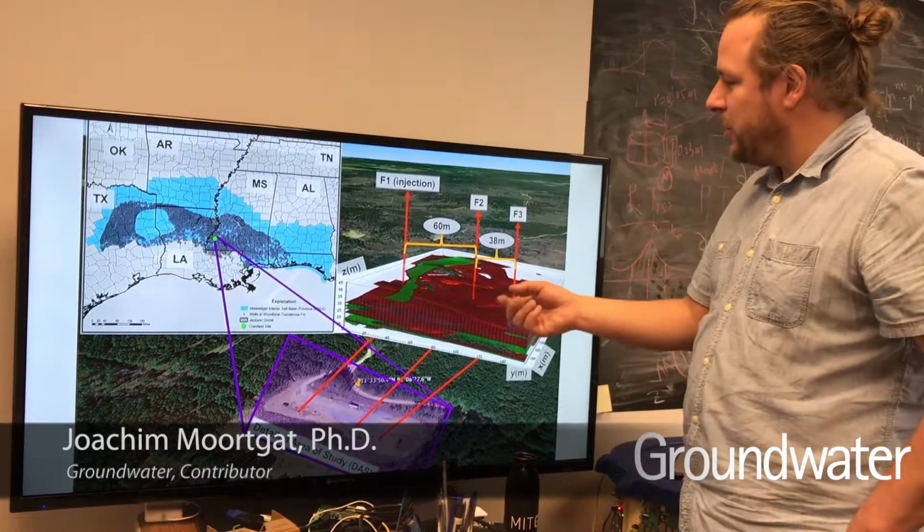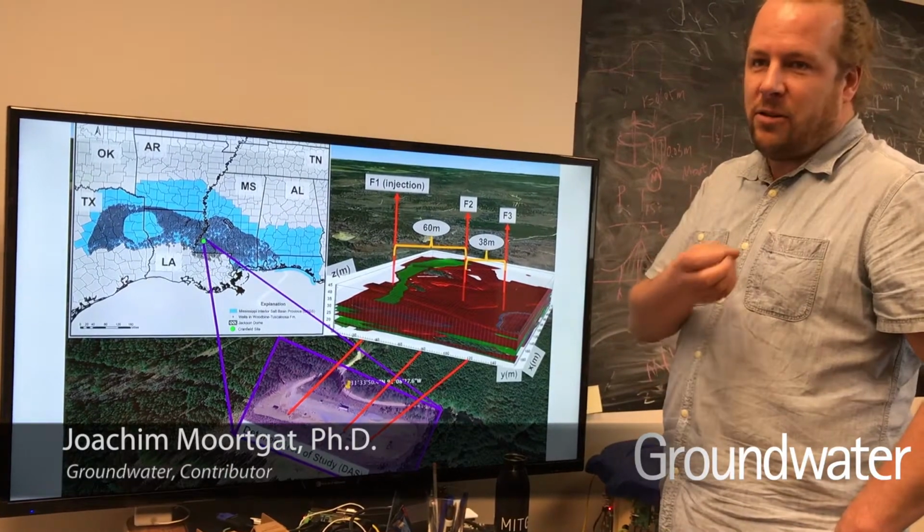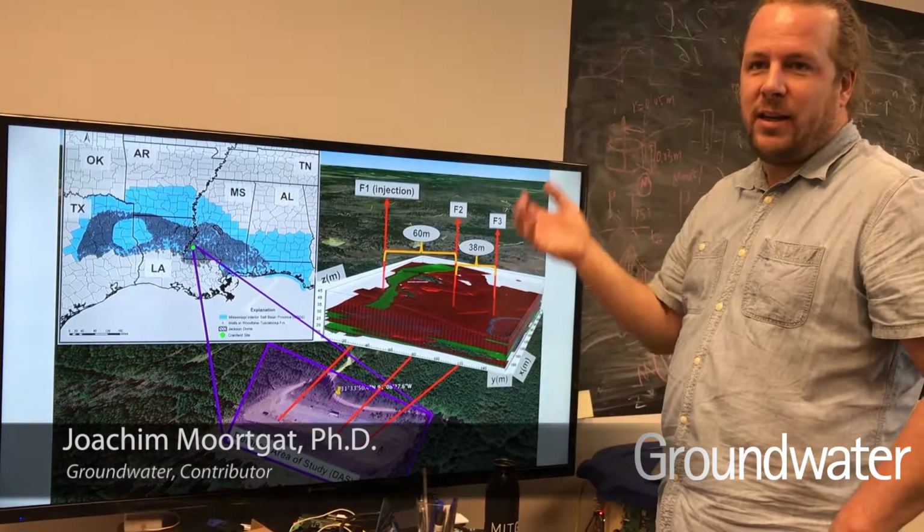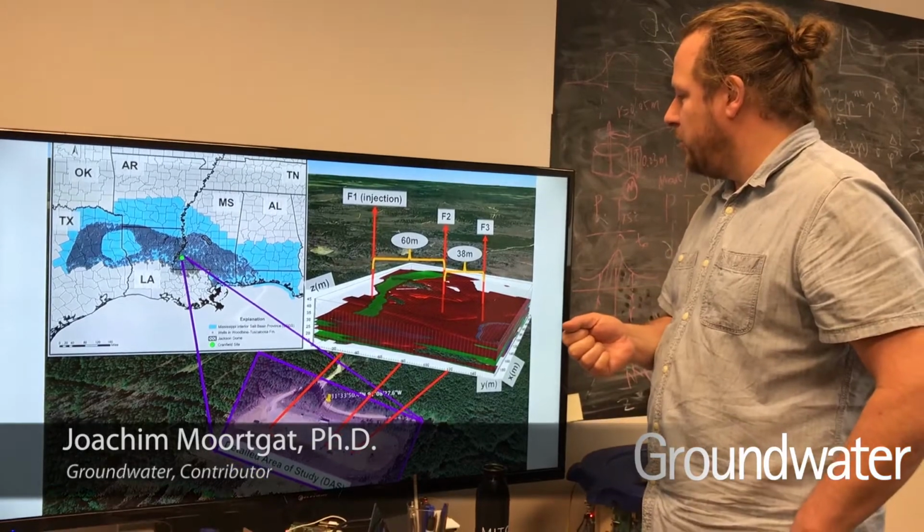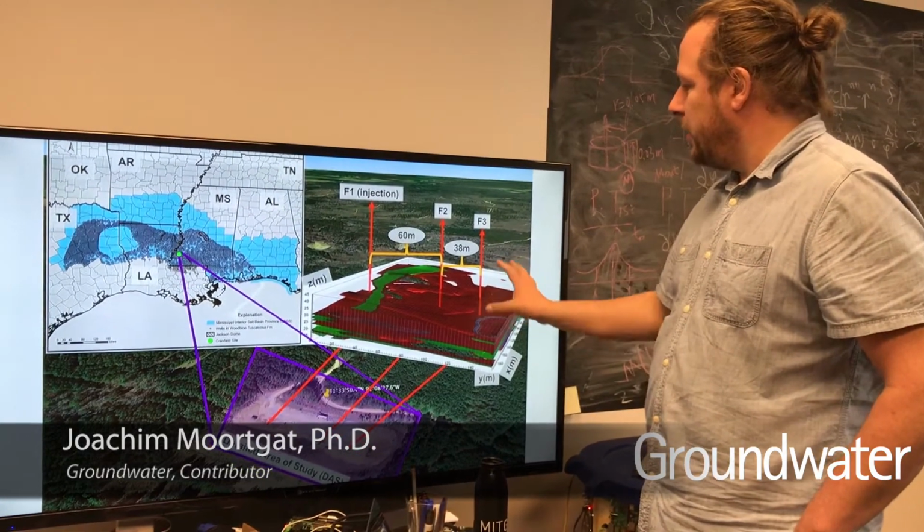Of course, methane is a more potent greenhouse gas than CO2, so you don't want to inject CO2 and then have methane leaking out through abandoned wells. So we did detailed modeling of both those problems.